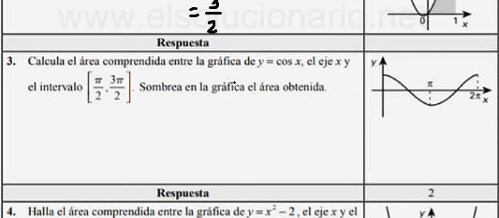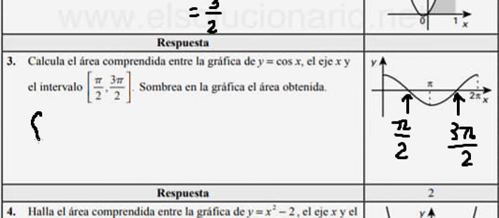Question number 3. Find the area under the curve of y equals cosine s from pi over 2 to 3 pi over 2. Here is pi over 2, 3 pi over 2. So we have the integral from pi over 2 to 3 pi over 2 of cosine s ds.